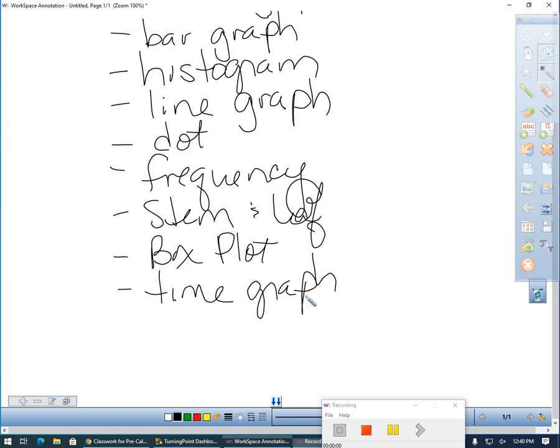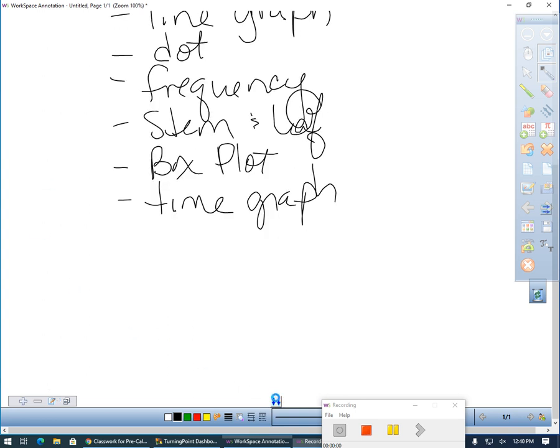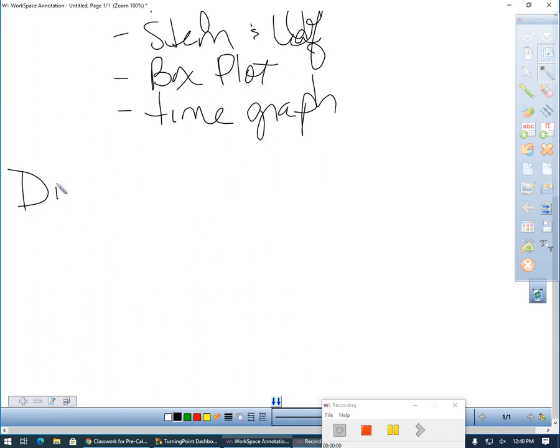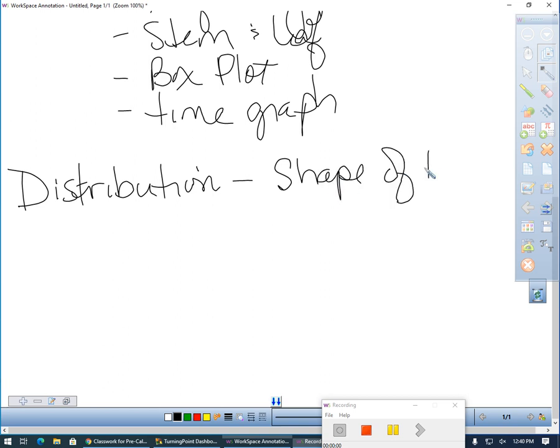Alright. So, in the process of all of these, the reason we put them into tables is because depending on what the data is, we want to be able to quickly look at it and interpret it. So, before we keep going, one of the things I want to talk about is distribution, and some of the ways we describe the distribution. The distribution is the shape of the data.